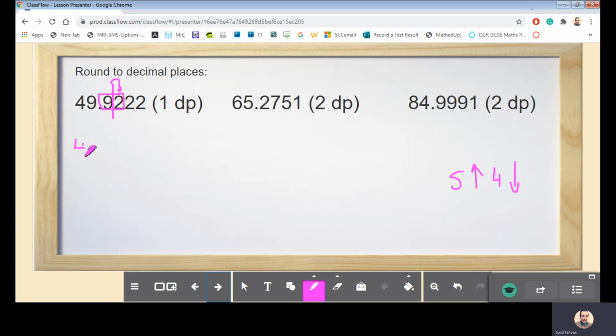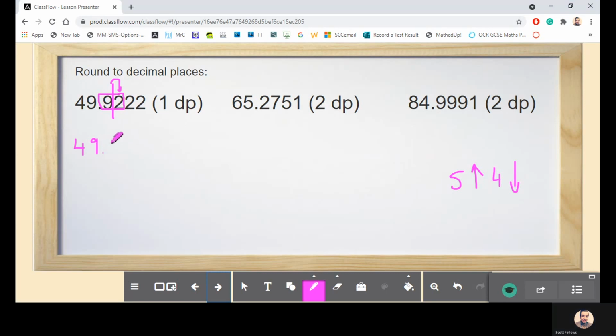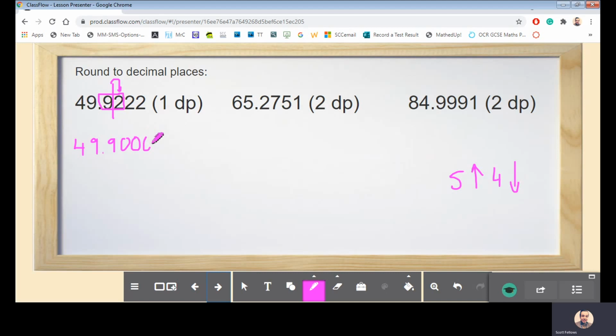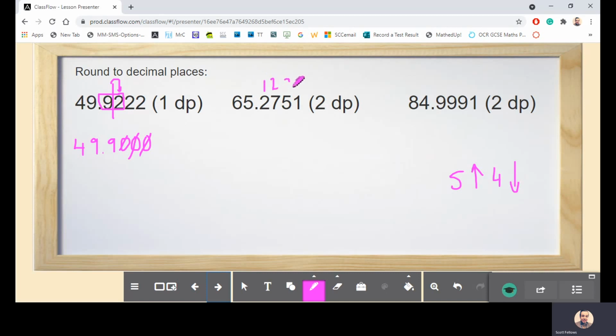This one would be 49.9. These numbers, well, it could be 0, 0, 0. Because we only want one decimal place, we don't write these zeros. Okay, 2 decimal places. So here's 1, here's 2, here's 3, here's 4. 2 decimal places means it's this one, the 2, and like we did before, the one after, 2 and the 3.